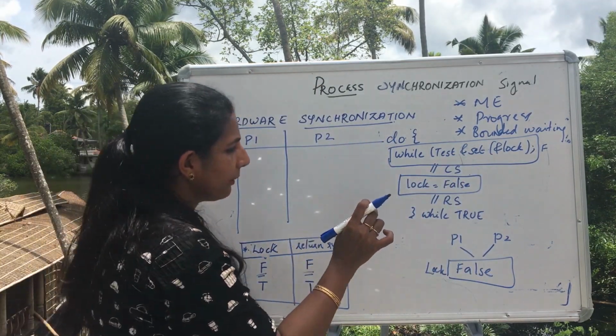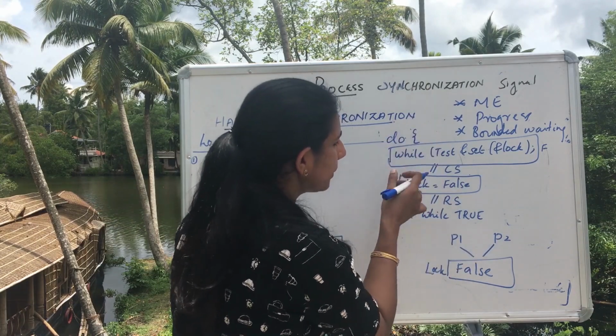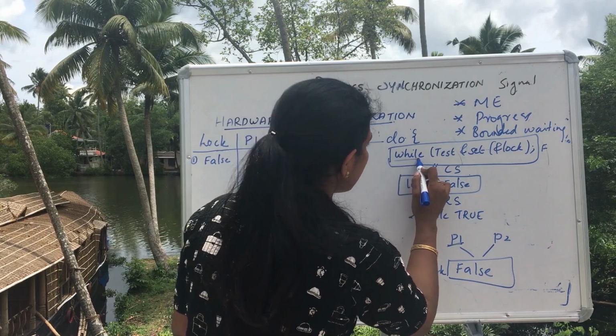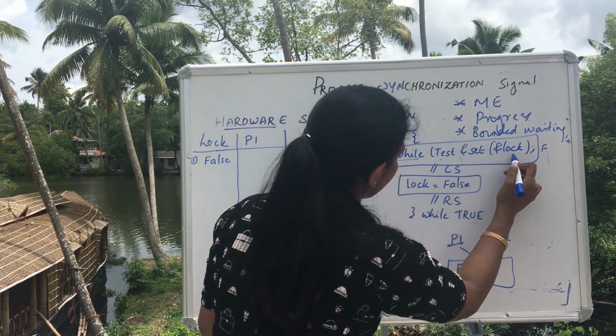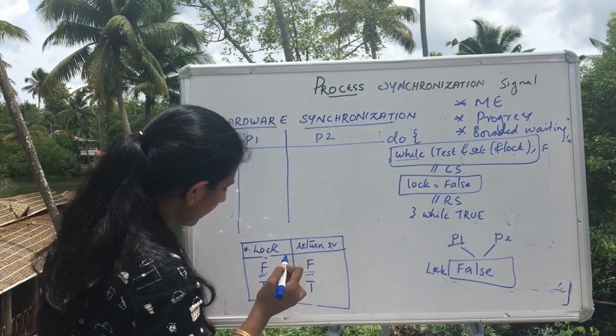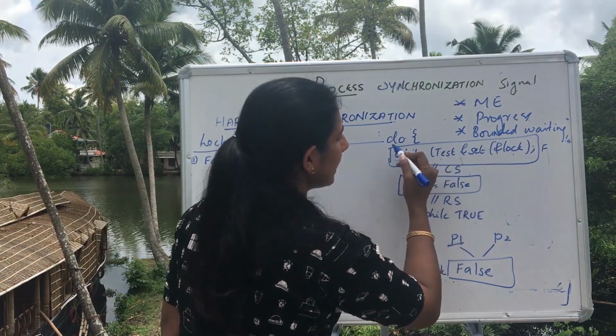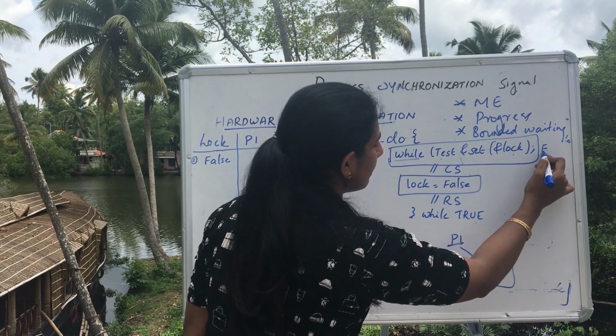I'll repeat. Whenever a particular process tries to enter into the critical section, suppose P1 is trying to enter, it runs this particular code, while test and set and lock. The lock value is false. If the lock value is false, the return value will be false. So after running the while test and set, the return value will be false.